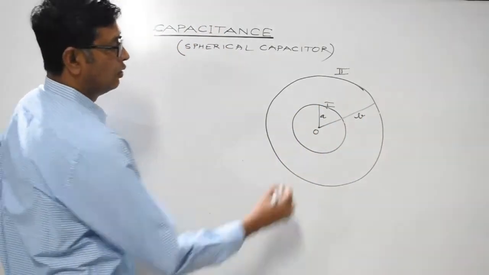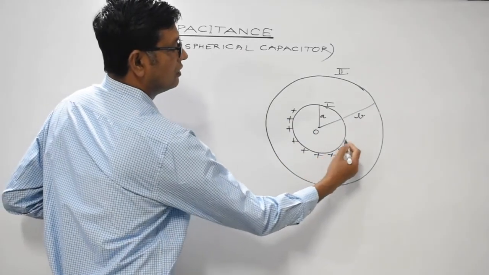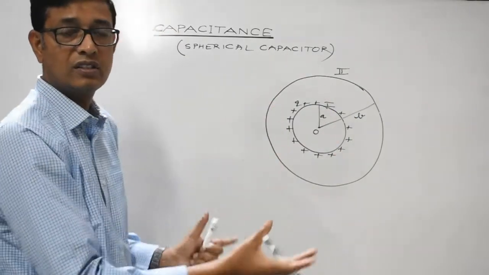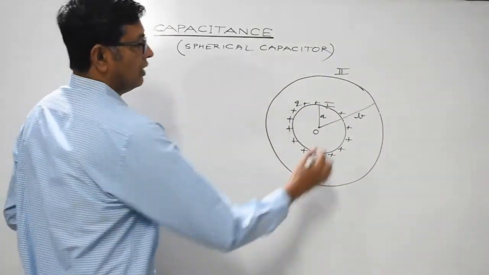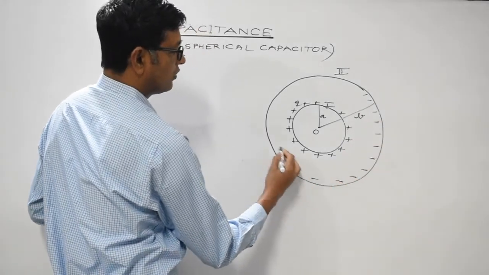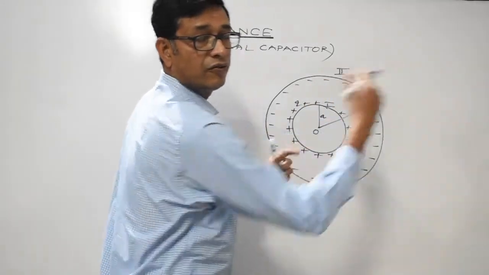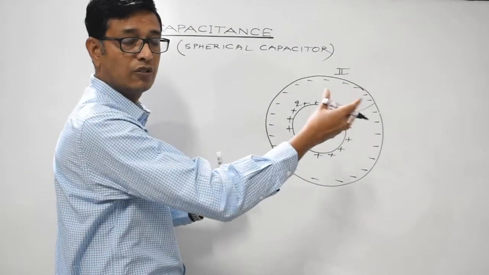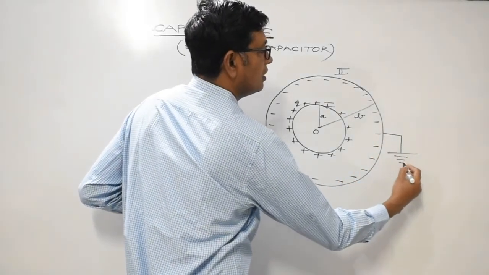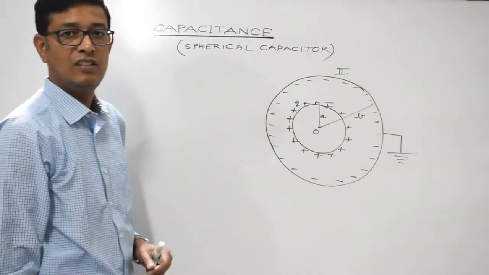So this is the first charged conductor. Let plus Q charge be given over here. This is a shell, so charge will reside on its surface. It's a hollow sphere, so negative charge will get induced on the inner face of the second spherical shell, and positive charge will get developed on the outer face. If this uncharged conductor is earthed, then the positive charge developed on its outer face will get neutralized.